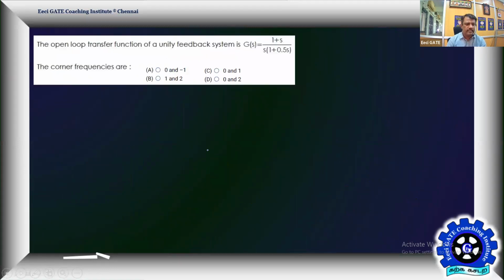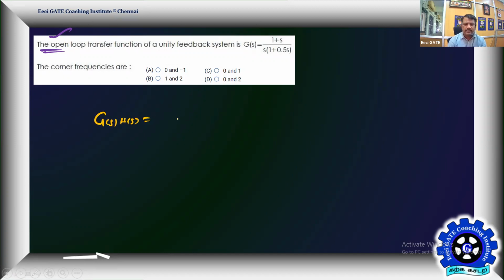Yes, next one also from the control system. So the open loop transfer function of a unity feedback system is given. So corner frequencies are... let me always take the loop transfer function, because any stability will be commented only by using that. So let me go for that. What's given is G of S, H of S. H of S is 1 still.